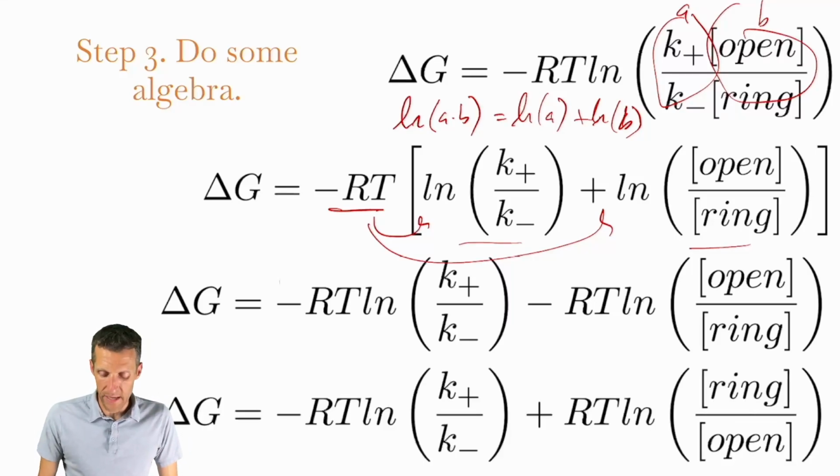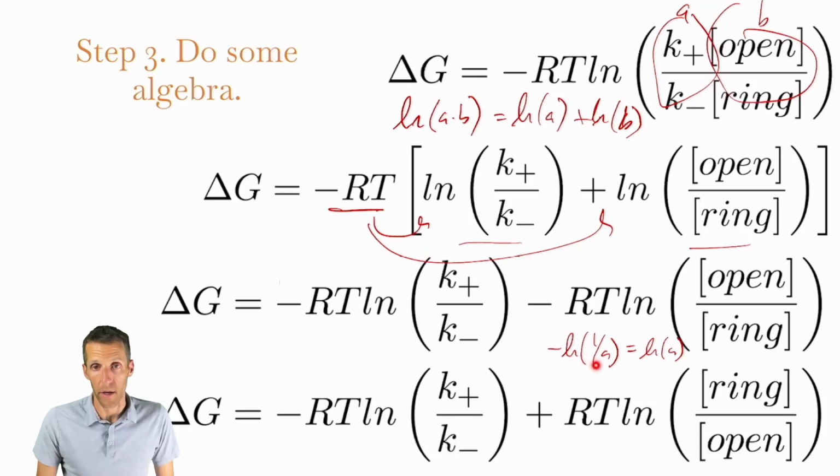And then the last step is, if you look over here on this side, notice we have this written as open over ring. That's reactants over products. Chemists really like having products over reactants, sort of an important convention. So I'm applying the log rule here that says the minus log of 1 over A equals the log of A. That if I invert the inside of a log, I can flip the sign out. So basically I inverted the inside, made the ring on top over that, and made this a plus. So this is products over reactants now.